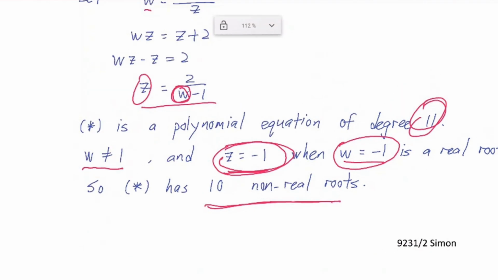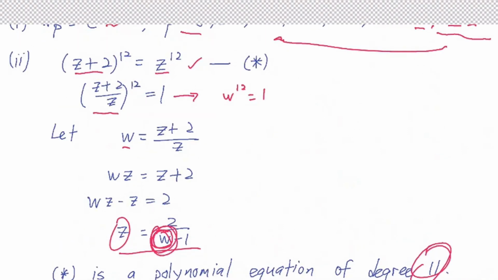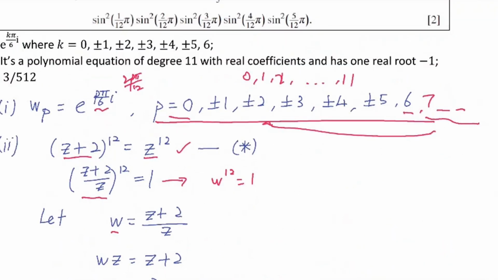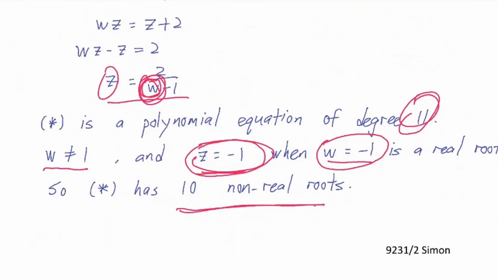Because we have already said that z depends on w, and w takes all the values that we have from here. The only values that give us a real root are 0 and 6. So the others will give us all the complex roots. So that is the explanation that we need to mention.